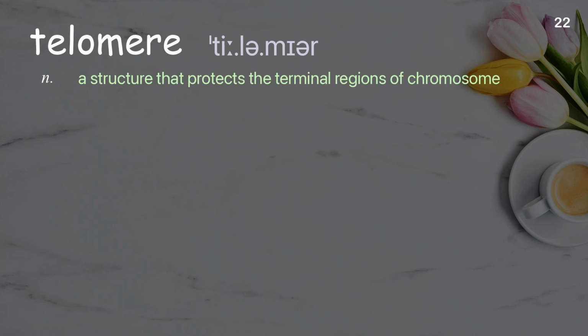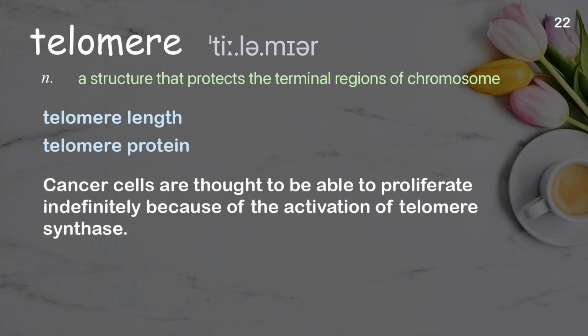Telomere. A structure that protects the terminal regions of chromosome. Examples: Telomere length. Telomere protein. Cancer cells are thought to be able to proliferate indefinitely because of the activation of telomere synthase.